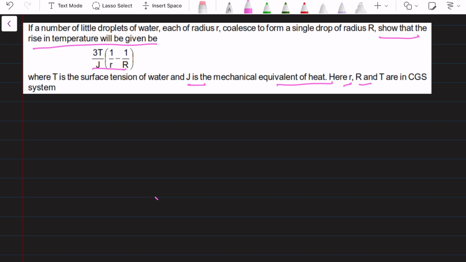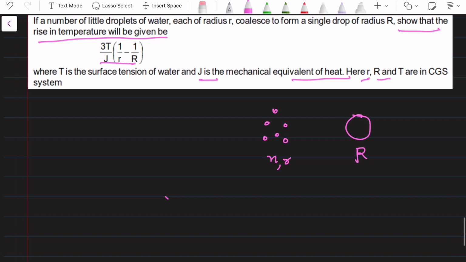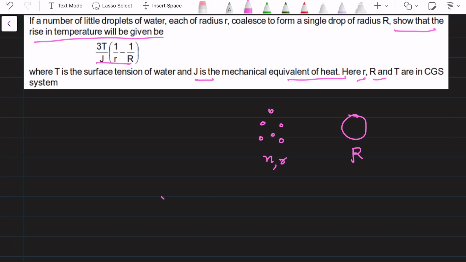Some little droplets are there, say n, each of radius r. They form a single drop of radius capital R. Then because of this phenomenon, the temperature of the system is rising. Why is the temperature rising? Because here the surface energy is going to change. That change in surface energy is appearing as the internal energy.